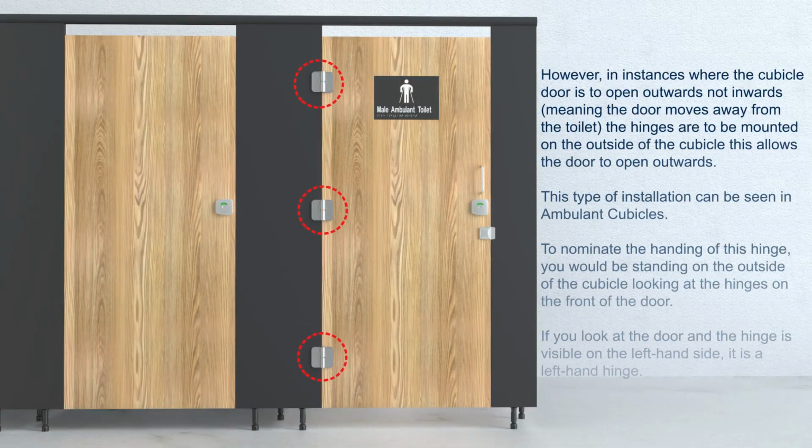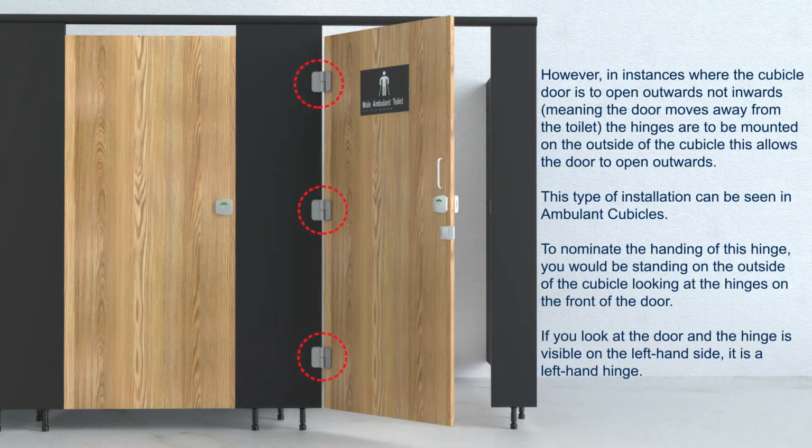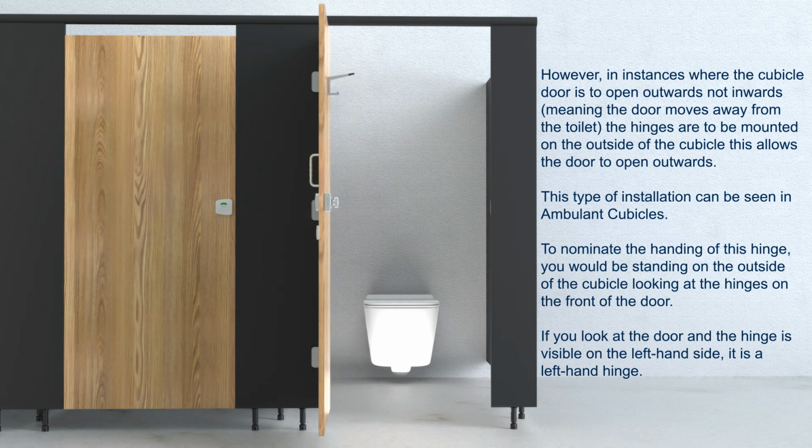However, in instances where the cubicle door is to open outwards, not inwards, meaning the door moves away from the toilet, the hinges are to be mounted on the outside of the cubicle. This allows the door to open outwards. This type of install can be seen in ambulant cubicles.